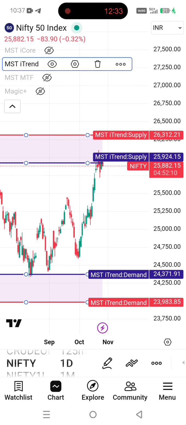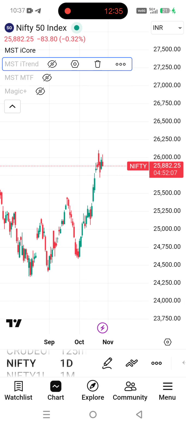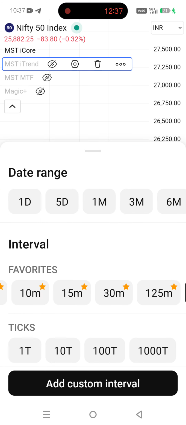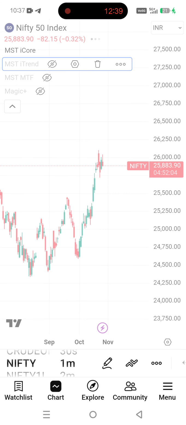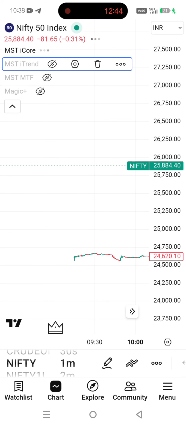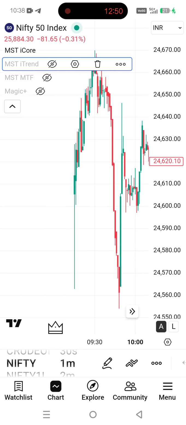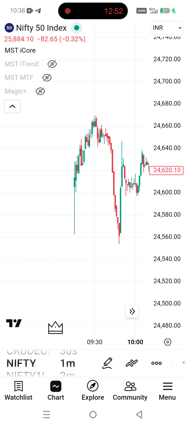And we will be giving only the MST iCore indicator. That too, in the MST iCore indicator, as I told you, there are 3 methods we can follow. But you have to follow only one method, that is the default settings method, for a minimum of 3 months. For a minimum of 3 months you have to follow only the default settings.